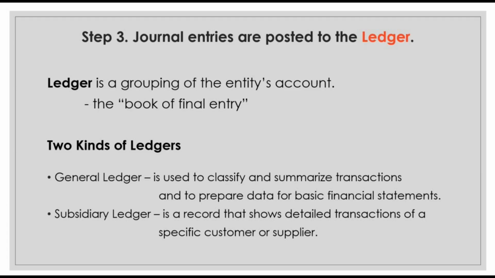After recording the transactions, we are now ready to proceed to the next step, which is step 3. The journal entries are posted to the ledger. So take note, after the journal, we are now moving to the ledger. So what is a ledger? A ledger is a grouping of the entity's accounts, and it is considered as the book of final entry. So if the journal is the book of original entry, the ledger is the book of final entry.